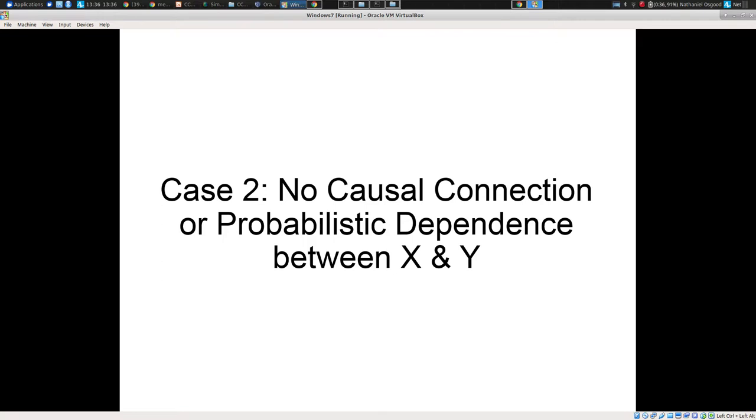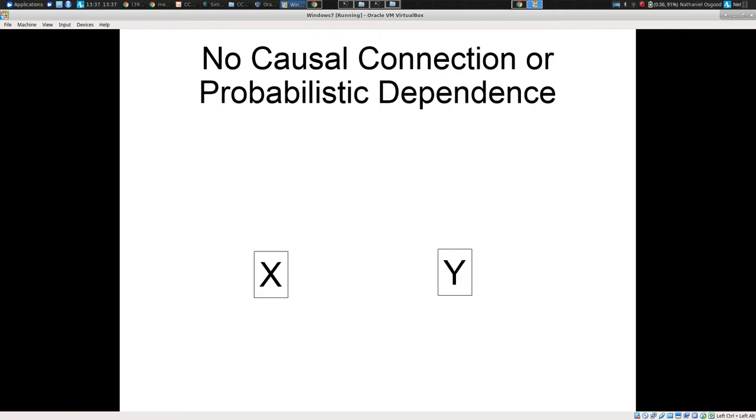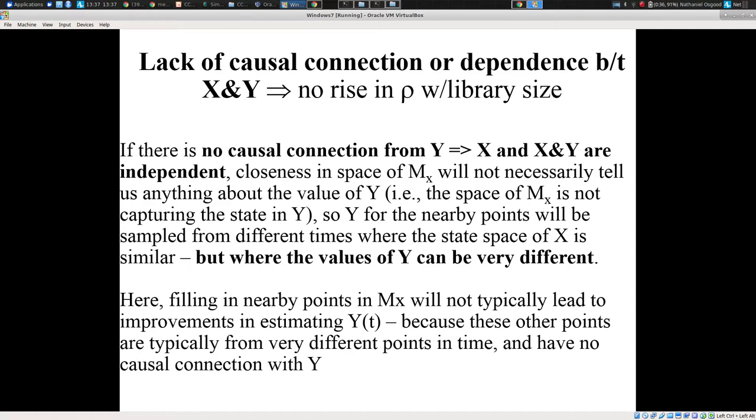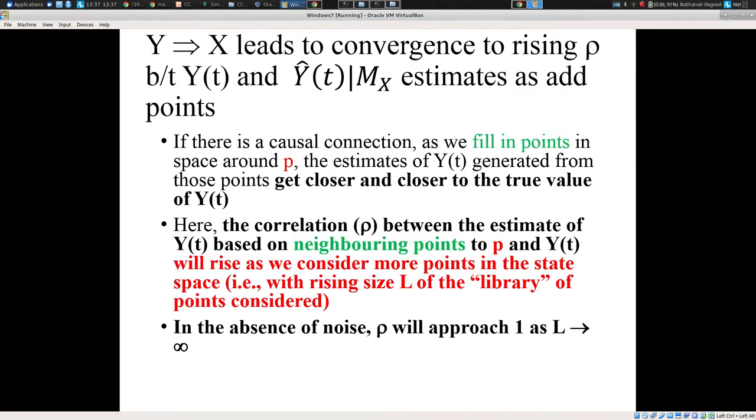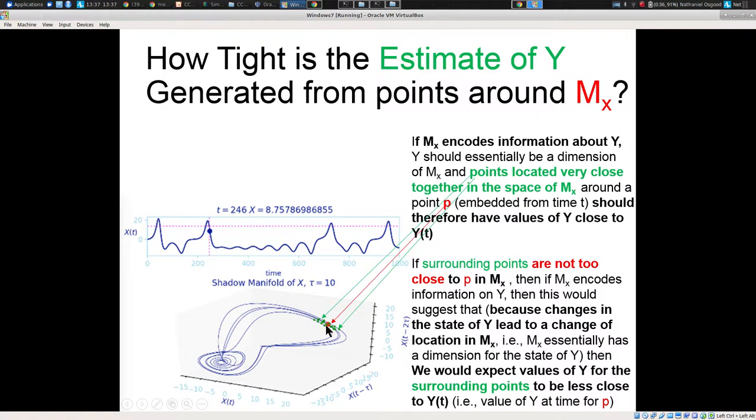Okay, case two. Simple case, no causal connection and no probabilistic dependence. There's no statistical relation. There's no correlation between them. X and Y are here. Y is not driving X. Okay, no causal connection. Then closeness in the state space of X tells you nothing about Y. The fact that you have a couple of things close to you in the state space reconstructed by X, these are not close in time. They're close in state space. They're close in terms of a set of things that are driving X. If Y is not driving X, these ones will be at just arbitrary points in terms of Y.